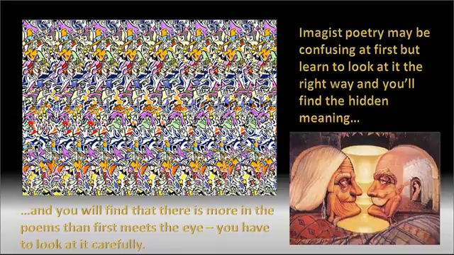Now, some people can see these images easily, some people struggle to, some people never get the hang of it. And T.S. Eliot's poetry is a little bit like that. But with a few tricks of the trade, you should learn to be able to unpack T.S. Eliot's poetry and find out what it is that he's trying to convey. The other image on the right-hand side is another way of looking at Imagist poetry.